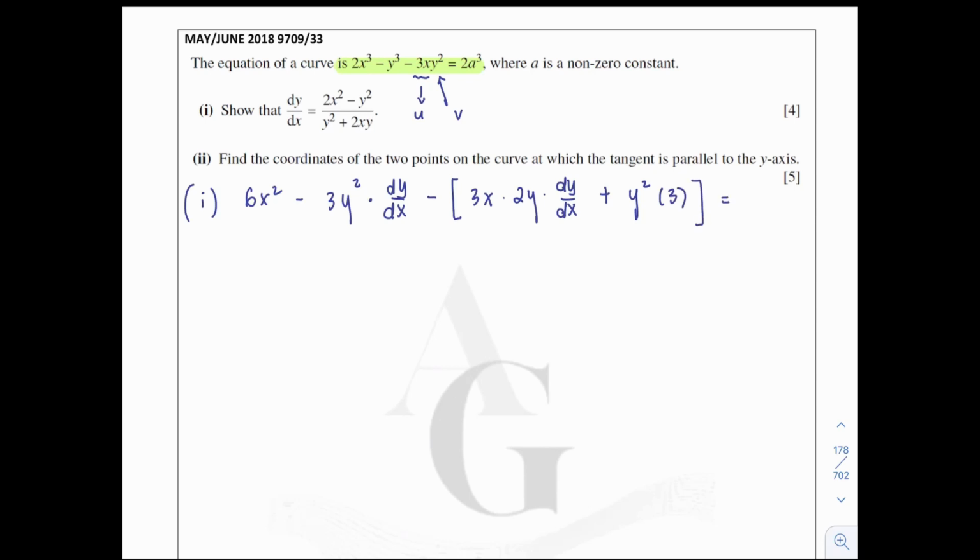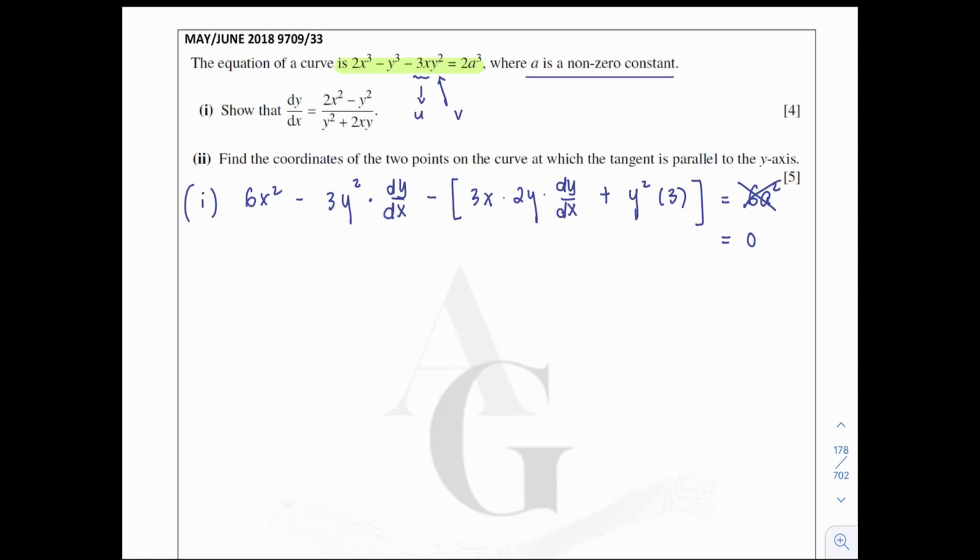And equals to the right hand side, we need to differentiate as well. And there is a common mistake here. A lot of students will treat the a as a variable and they will say that, okay, differentiate 2a cubed is actually 6a squared. But it's actually wrong, because here they mentioned that a is a non-zero constant, which means it's actually a constant. So 2a cubed is a constant. So when you differentiate a constant, it should be equal to 0. Alright, so that's how we differentiate to get the dy/dx.